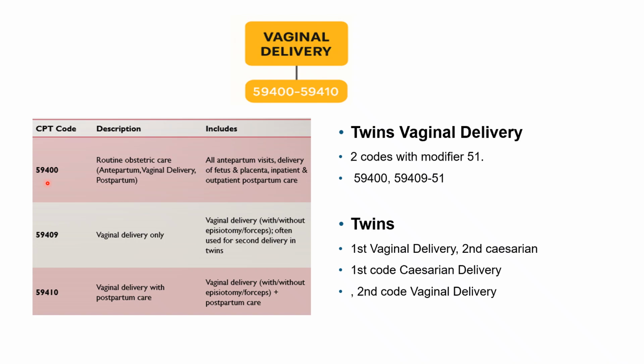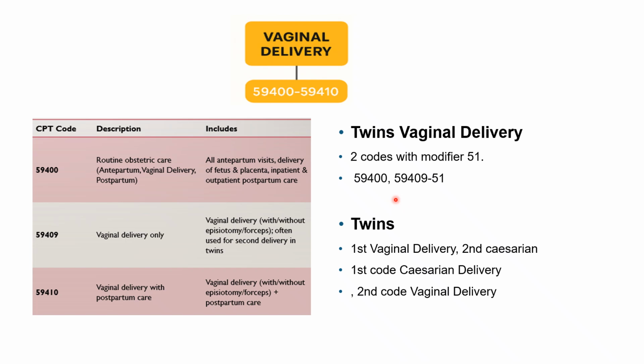Okay, and this is the code for the first baby, and for the second baby, vaginal delivery only. So for the second baby, we will write this code. Remember that this is a very important thing because this question has been repeatedly asked, and nowhere in the book is it given that you have to write this code for the second baby in the twins. Okay, and we put the modifier 51. So this is for the twin vaginal delivery.